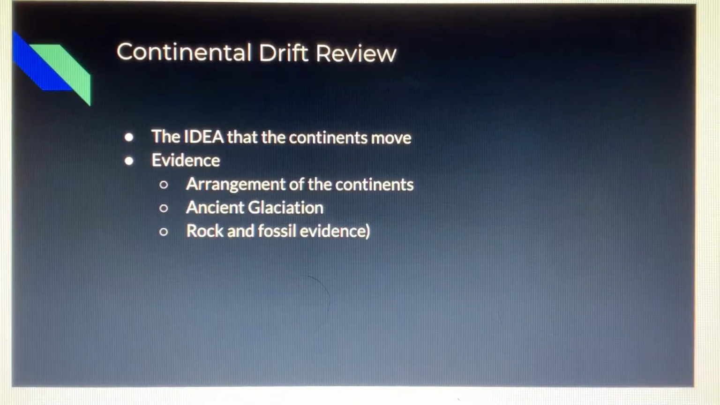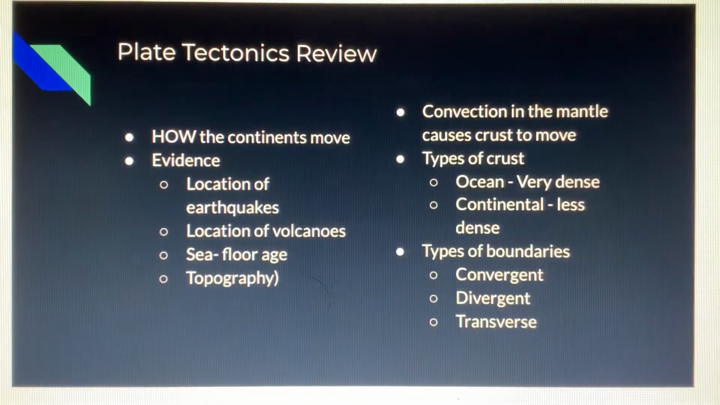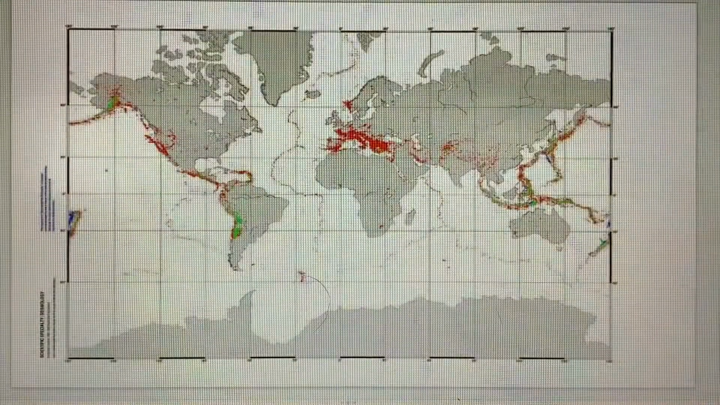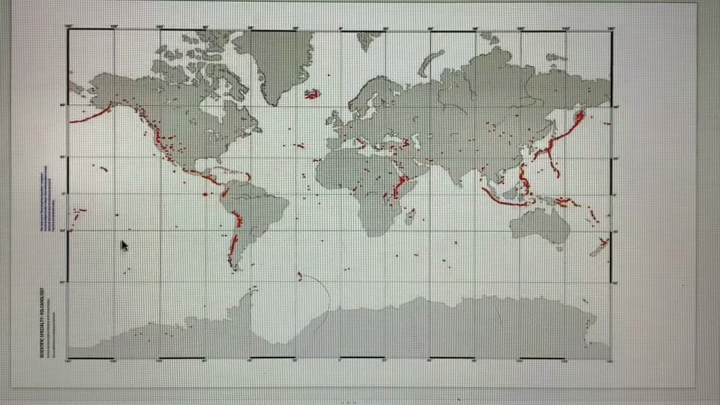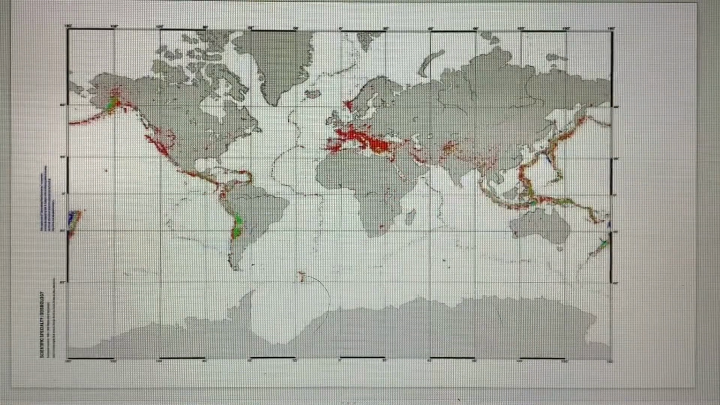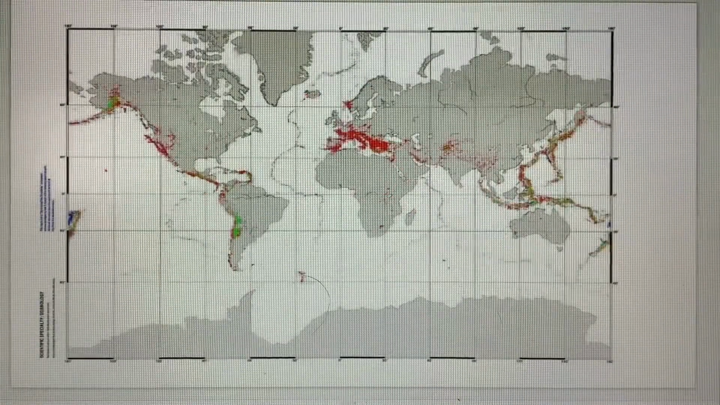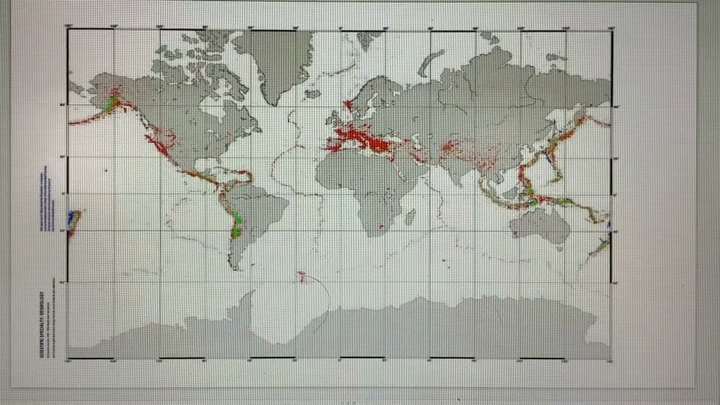So then after continental drift, we have plate tectonics. The key thing with plate tectonics is how the continents move. Some of the evidence is the location of earthquakes, volcanoes, the age of the seafloor, the topography, or like the altitude of the seafloor, or even just the altitude of the continents. So this one shows earthquakes, and then this one is volcanoes. If you look at these two, they look pretty much the same. They're occurring at a lot of the same spots.